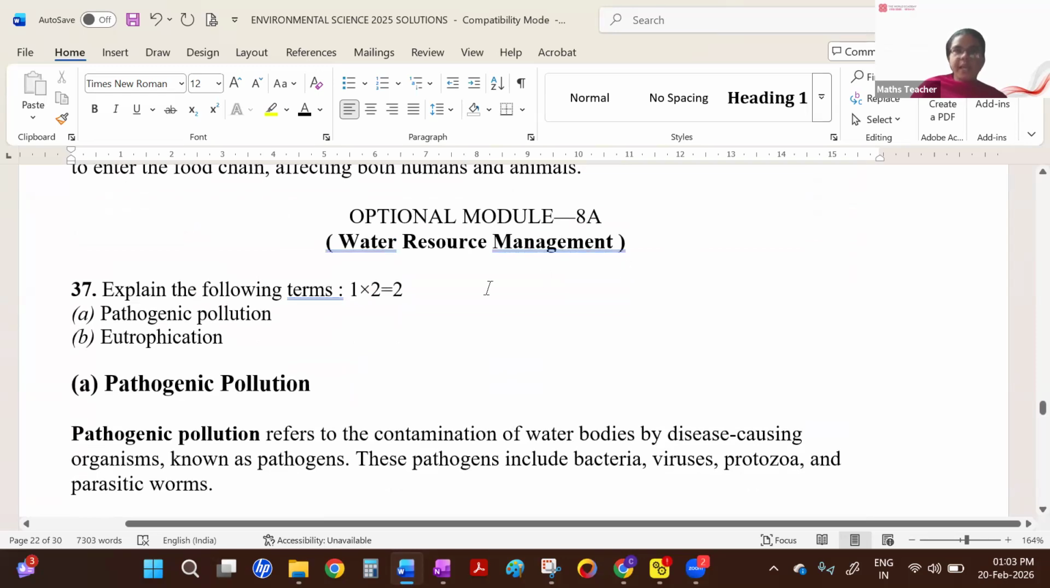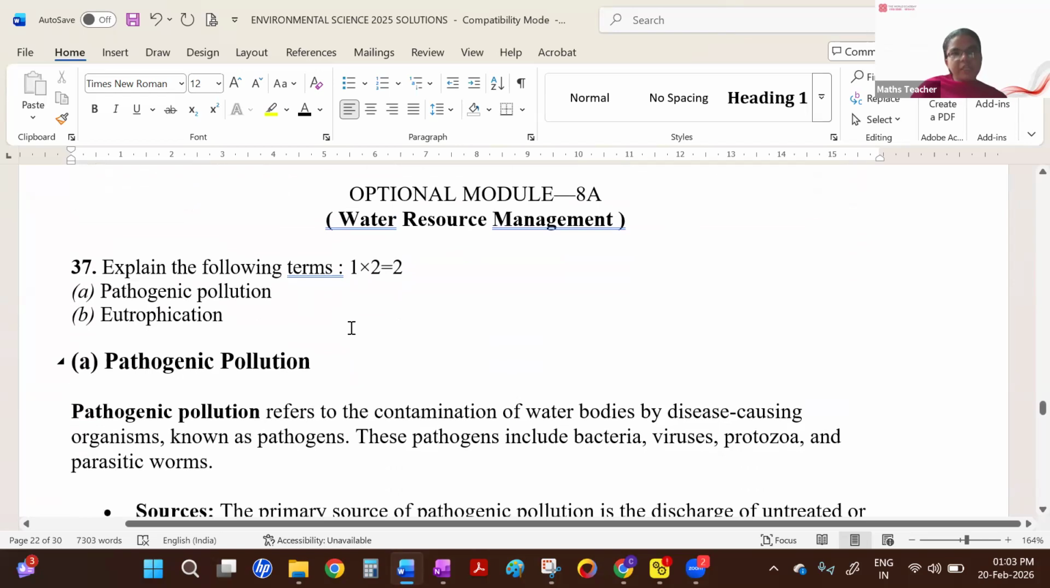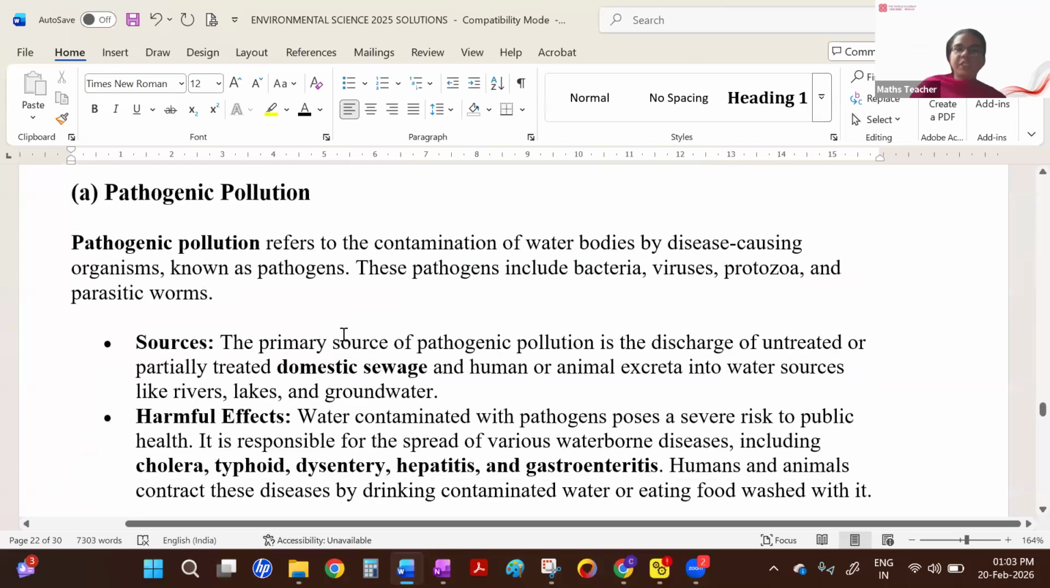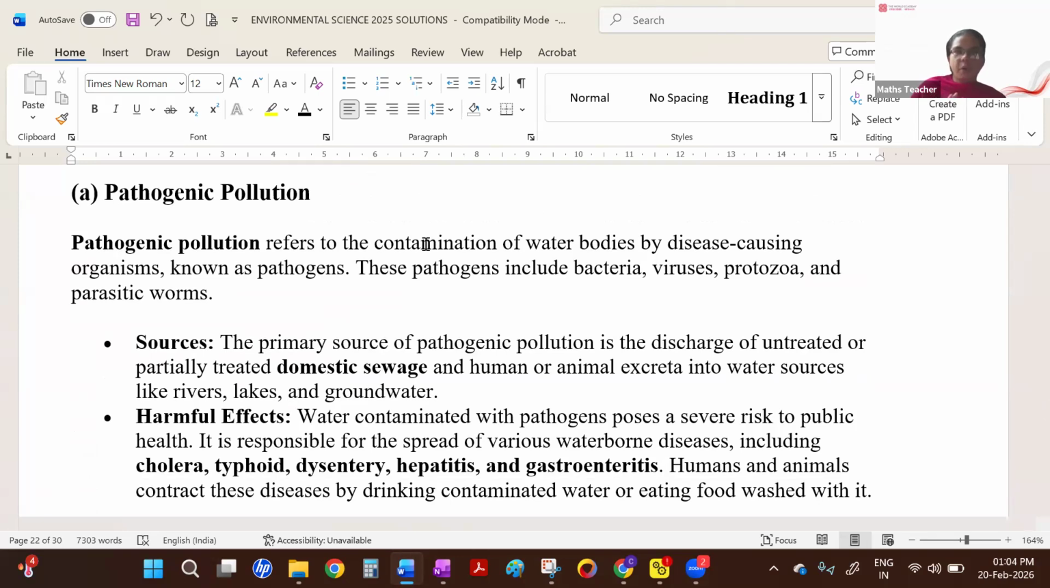Then optional module A, water resource management. Explain the following terms. First one is pathogenic pollution. What is pathogenic pollution? The contamination of water bodies by disease-causing organisms known as pathogens. So the water bodies are contaminated by some disease-causing organisms.